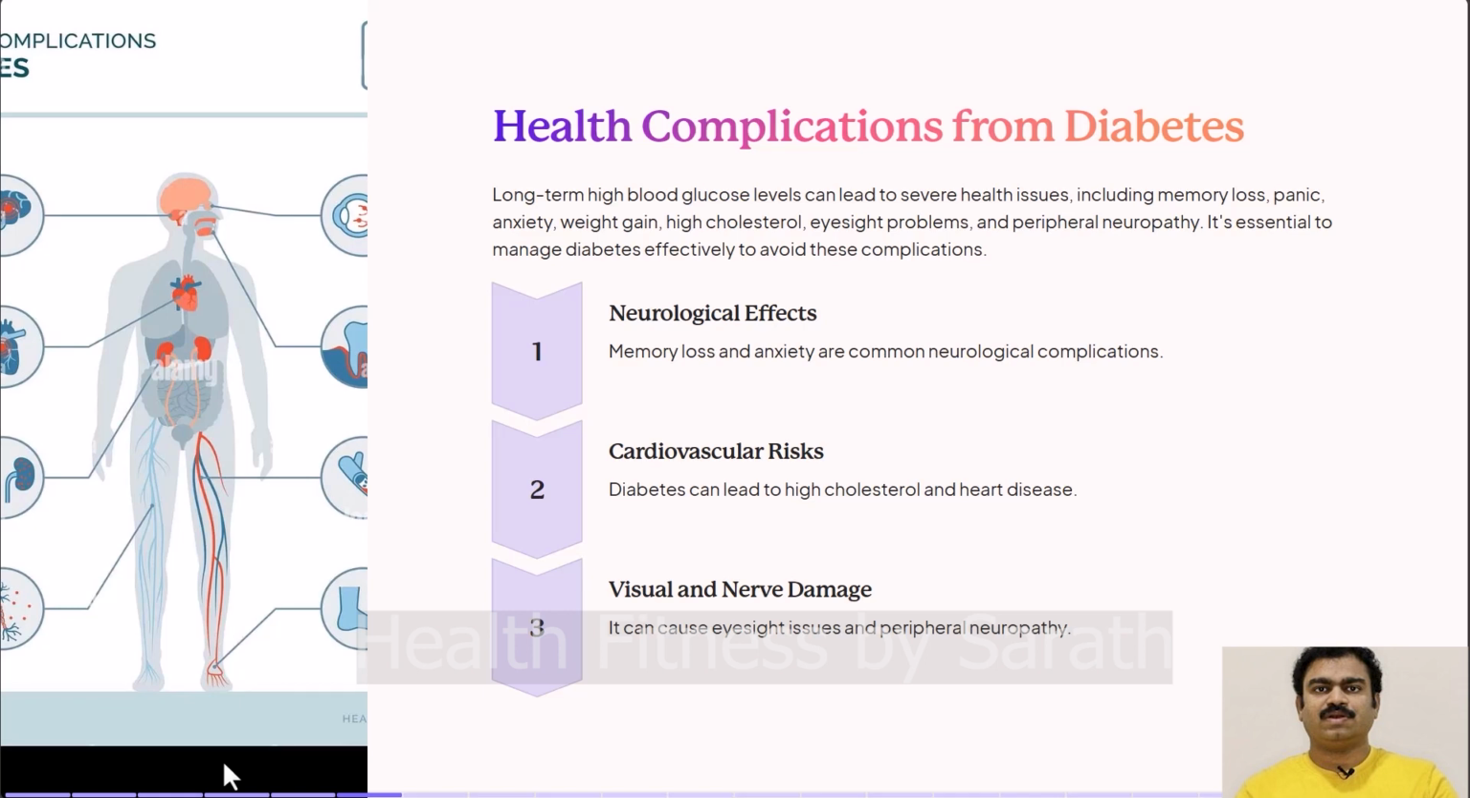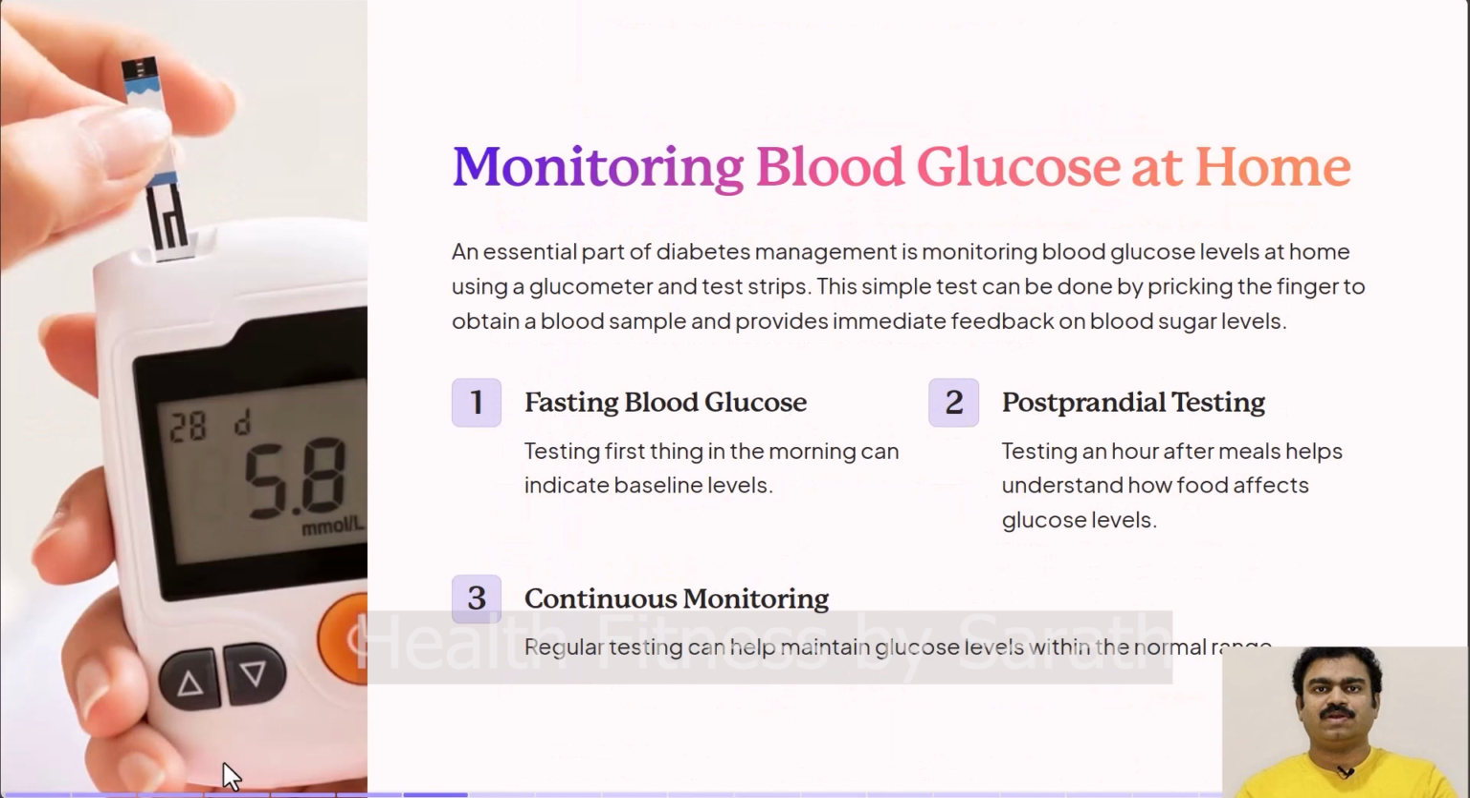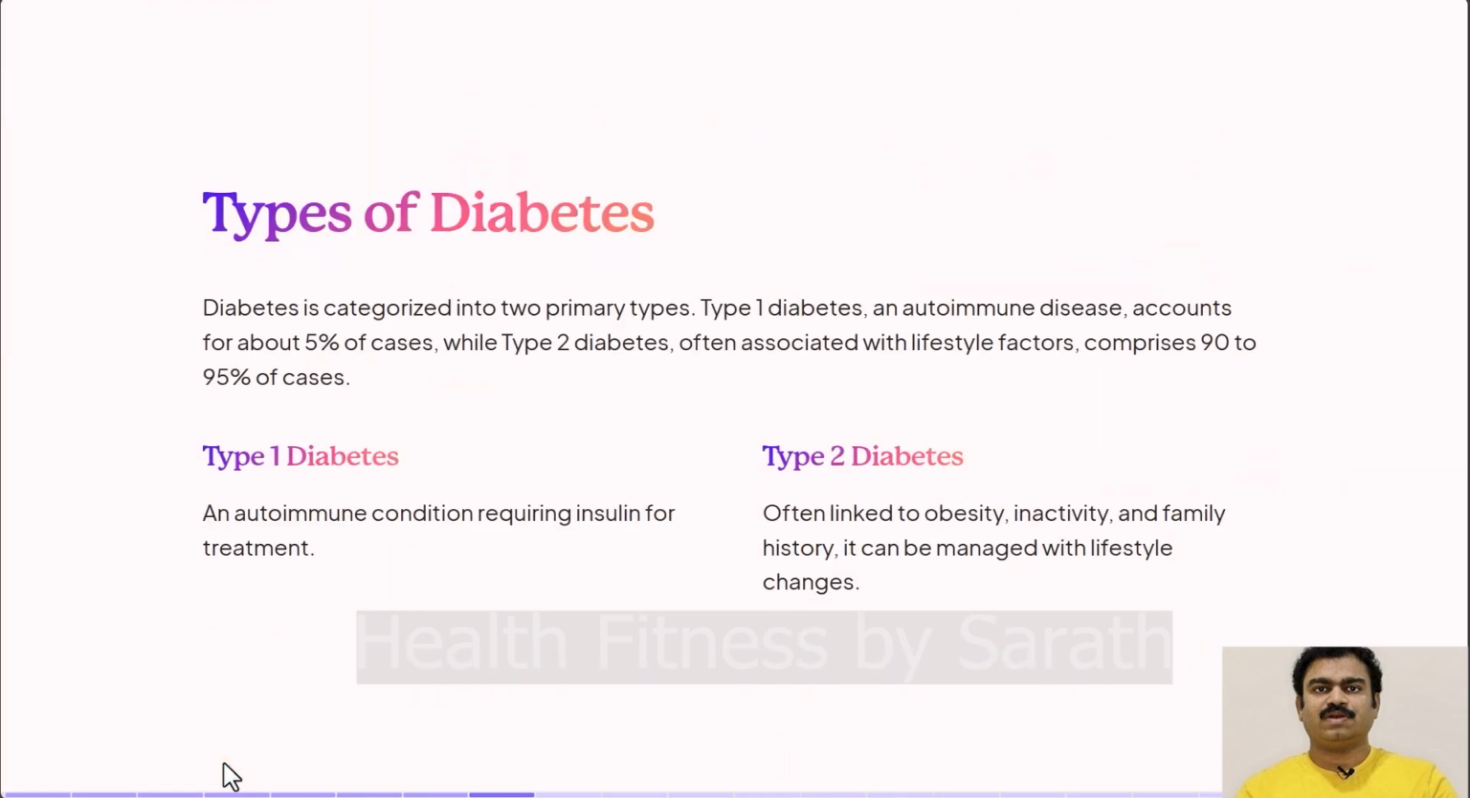Diabetes is serious and can cause memory loss, panic, anxiety, weight gain, high cholesterol, eyesight problems, and peripheral neuropathy. It's very serious, so there's a very simple at-home test that you can do to check your blood sugar, and it's called blood glucose monitoring. Get yourself a glucometer and test strips. You can find these at any pharmacy or even online on Amazon.com. They're pretty inexpensive, and most of the time, your insurance will cover them as well.